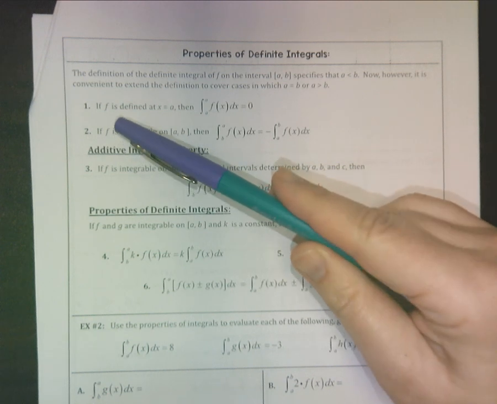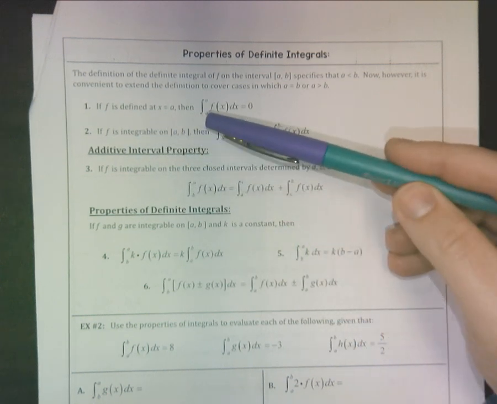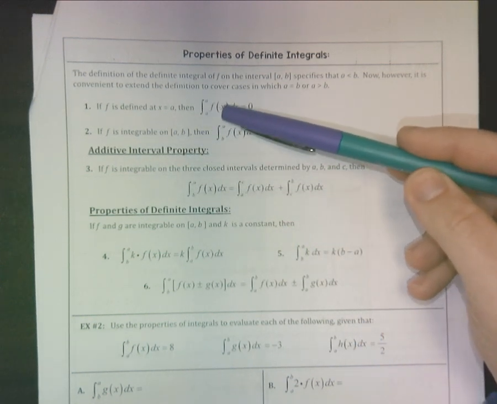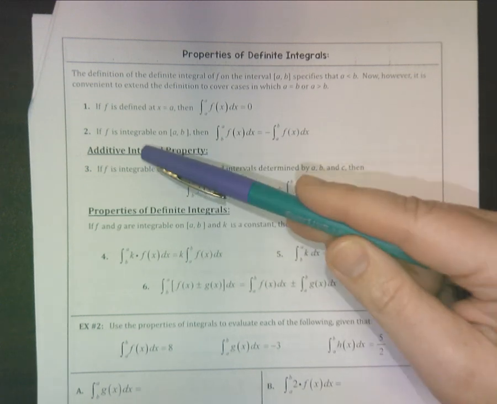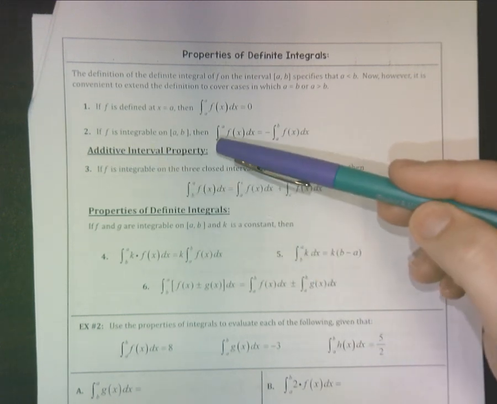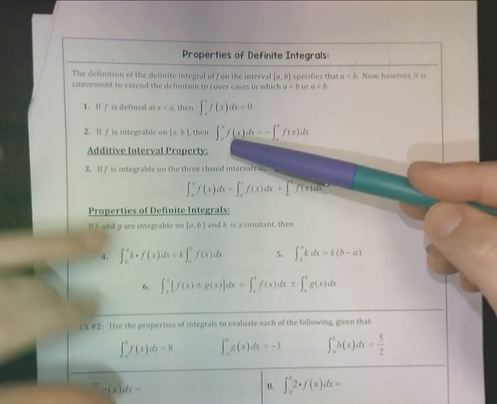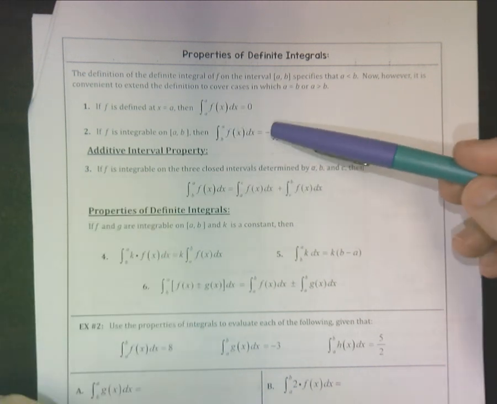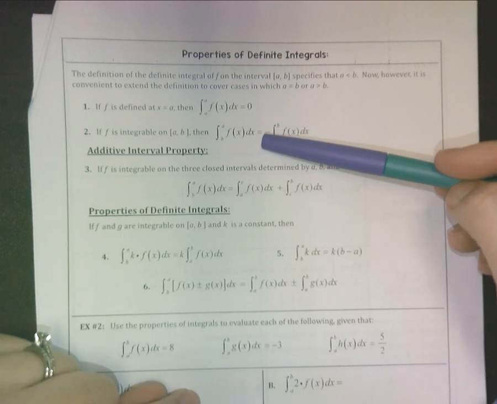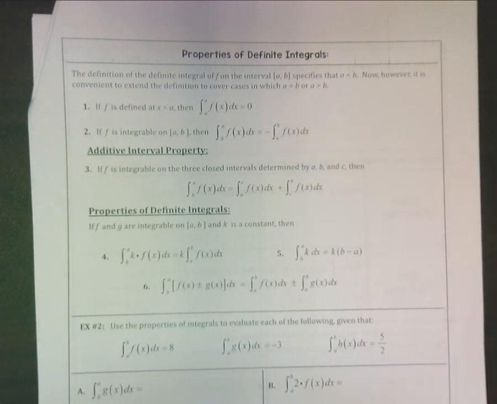So if f is defined at x of a, then when you go from a to a of a function, there's no area there. We just saw that before. If you're going from b to a, you flip-flop them. Normally a is the smaller and b is the larger. Then you would take out a negative. And we noticed that in the previous video.